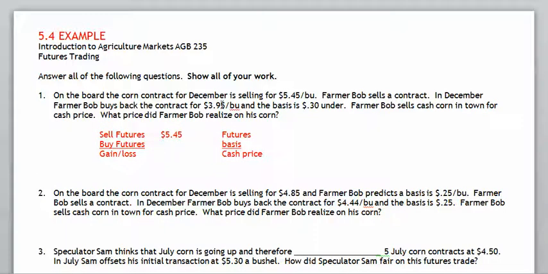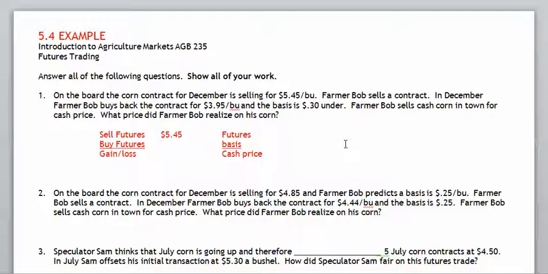We bought futures, so we did this ahead of time. We sold a futures contract ahead of harvest, or this might have been before we even planted the crop. We sell a futures contract for $5.45. Later, after we harvest the grain and we take it to town and deliver it, so we take that corn to town and we sell it for cash price. At the same time that we sell cash corn, we buy our futures contract back.